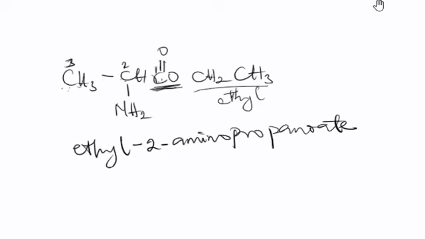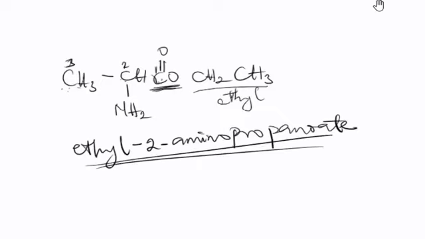So I have ethyl 2-aminopropanoate. So this is how I can simply name this compound. So next, let's consider the acid anhydrides. Symmetric acid anhydrides are named by replacing the acid in the corresponding carboxylic acid with anhydride.